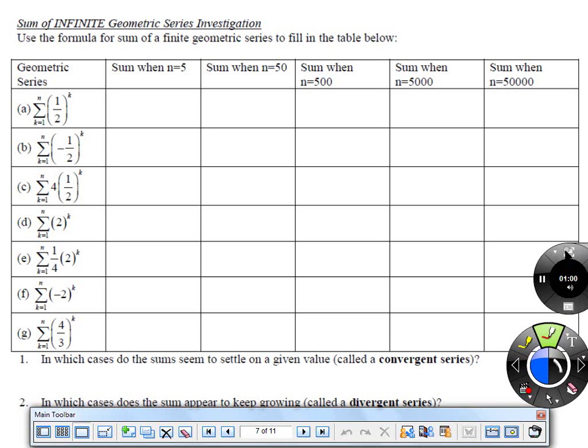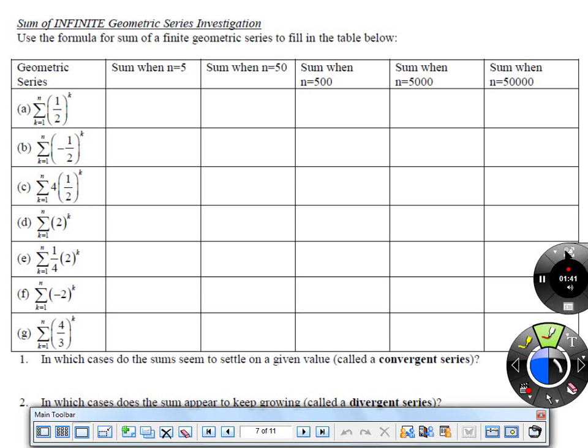All right, what about in part B? Who can tell me the answer they got for 5 terms? Negative 11 over 32. And what was that as a decimal? Negative 0.3 something. Okay. And then what did we get for 50 terms? Michelle? Okay, so negative 0.333. Okay, what did we get for 500 terms? Ashley? Negative 0.333. Okay, what did we get for 5,000 terms? Negative 0.333, and for 50,000 terms as well?